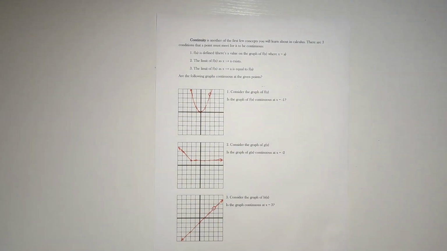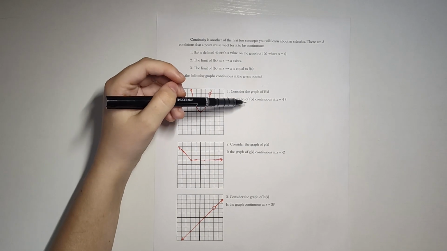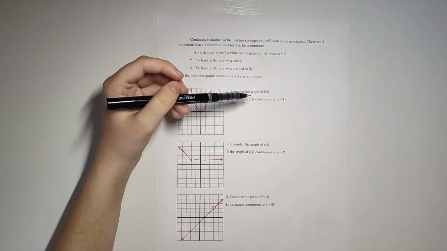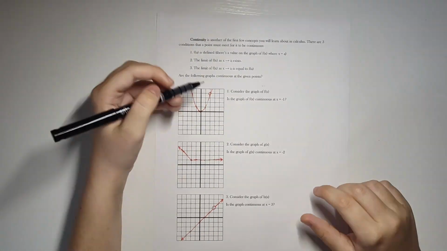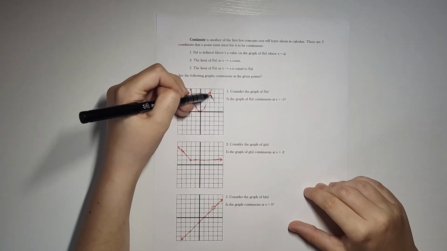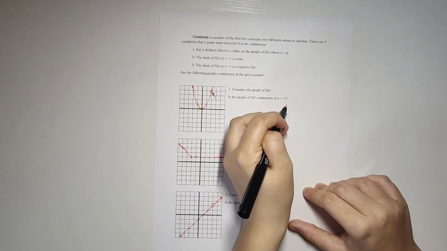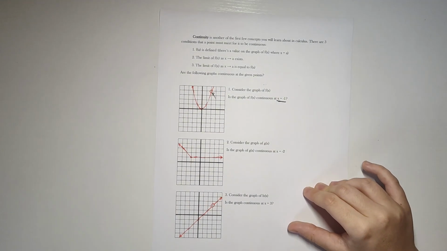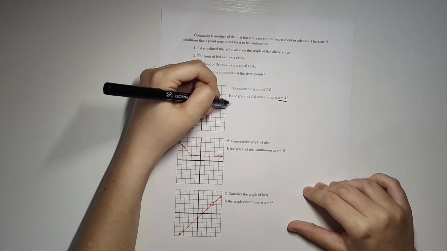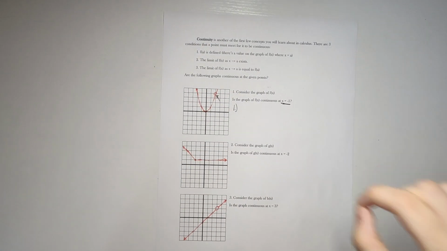So, let's do an example. Consider the graph f of x. Is the graph of f of x continuous at x equals -1? Well, first thing you might notice is that there's a hole right here, right? At x equals 2, there's a hole. But right now we're focusing on whether or not it's continuous at x equals -1. So we can actually just ignore that and move on to our first condition here.